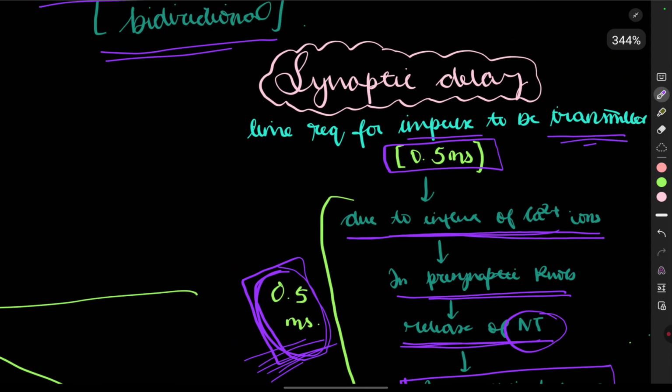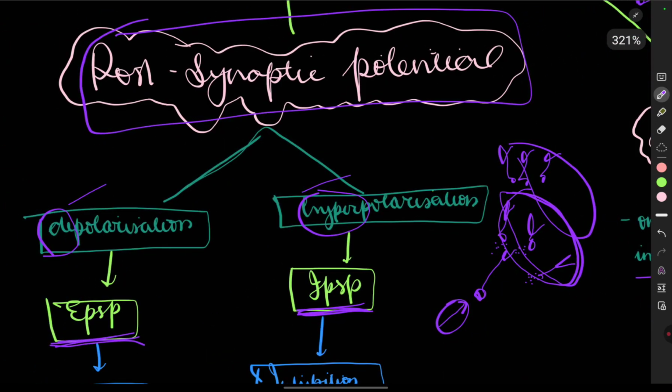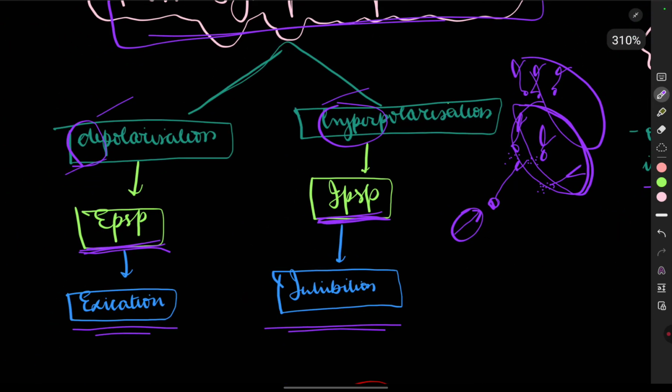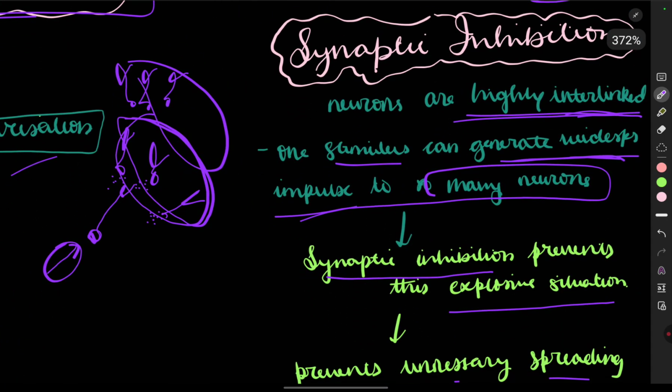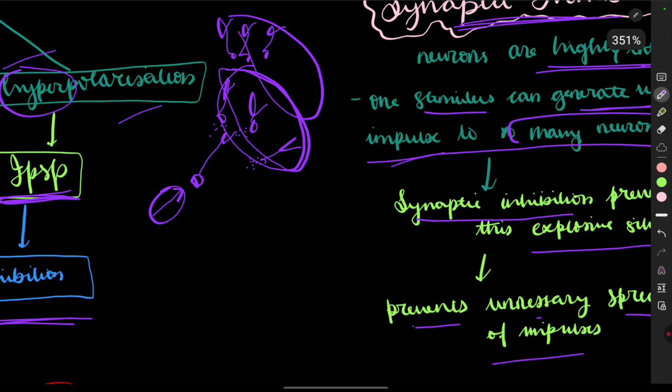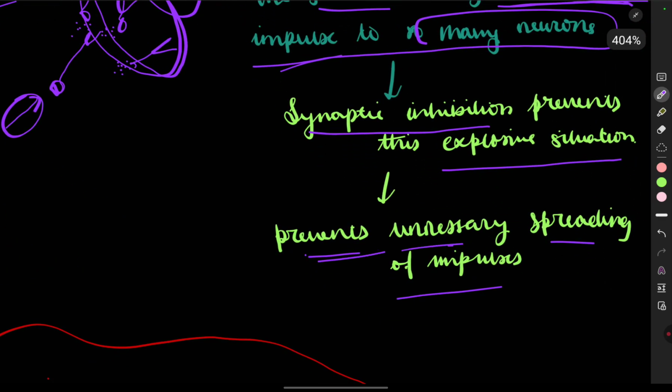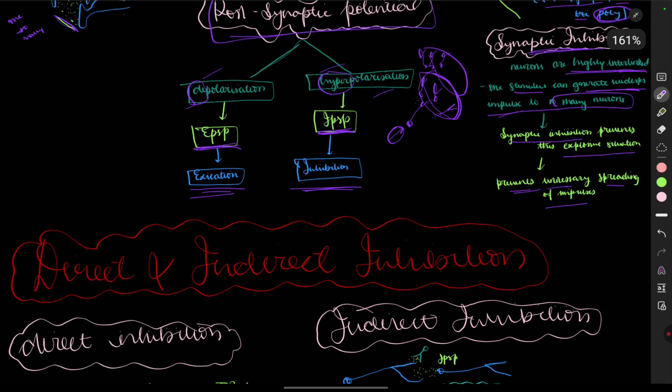That is the time required for the impulse to get transmitted. And we saw the postsynaptic potential, it can be depolarization or hyperpolarization causing excitation and inhibition. And then we saw synaptic inhibition, which helps in preventing unnecessary spreading of the impulses. So these are the laws that we saw.